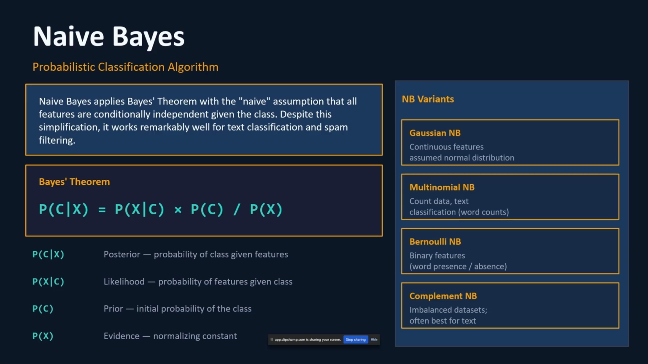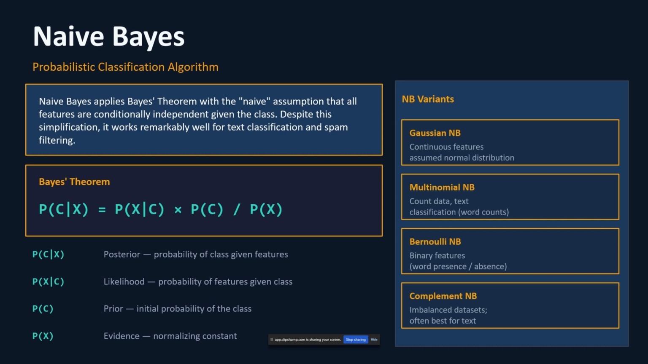Naive Bayes is a probabilistic classification algorithm based on Bayes' theorem. It calculates the probability of a class given some features. The key assumption here is that all the features are independent of each other. This is why it is called naive. Even though the assumption is not always true, the algorithm works surprisingly well in many cases.